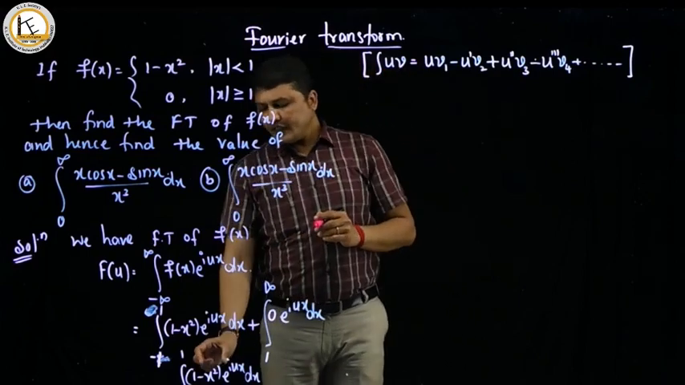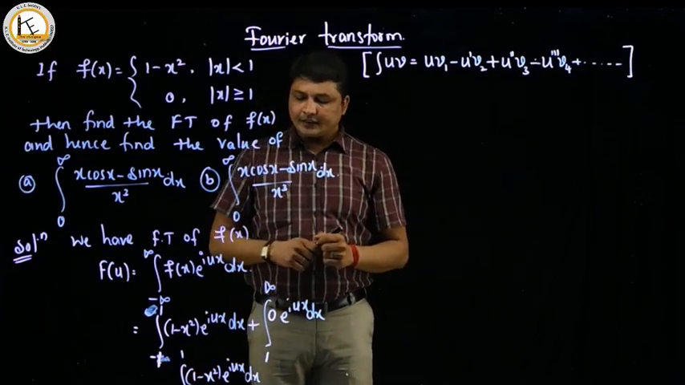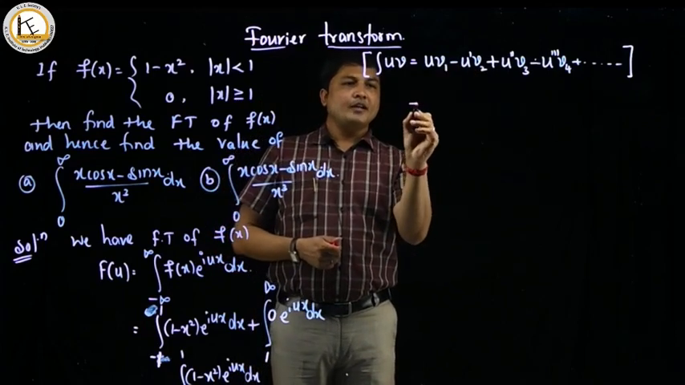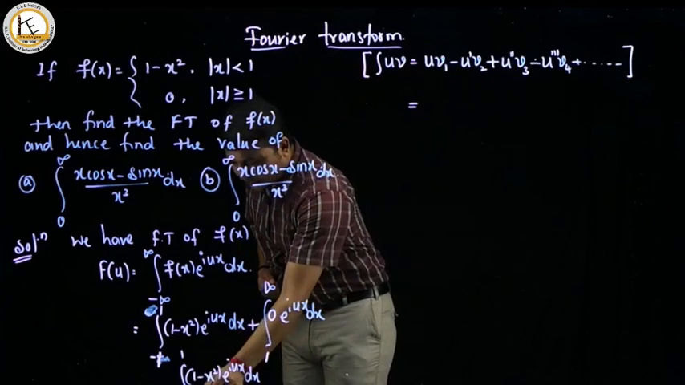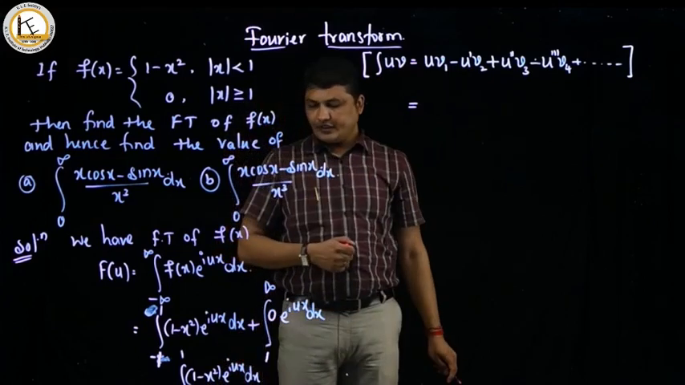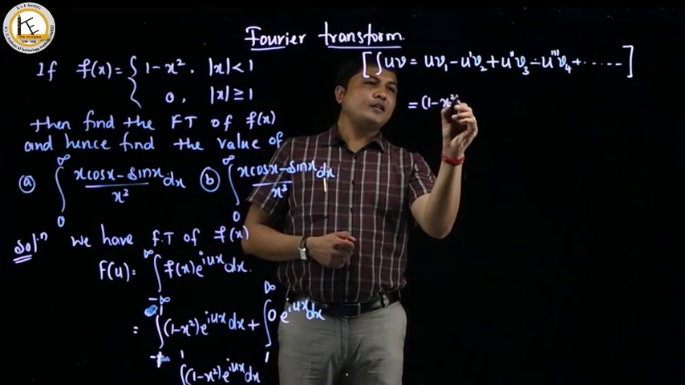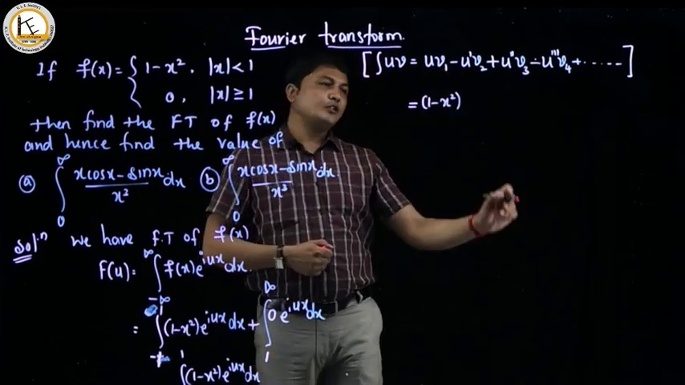So now here I will take u as 1 minus x square and v as e raised to iux, and applying this formula, we have u as 1 minus x square, and I will take this as v here. So u as it is, 1 minus x square, into v1. v1 stands for integration of e raised to iux.